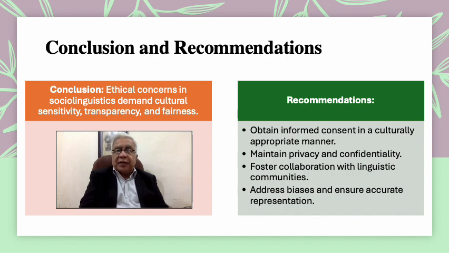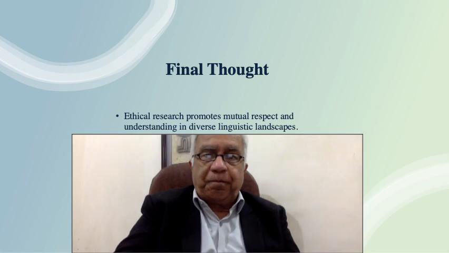For this purpose, some recommendations are possible. Number one, obtain informed consent in a culturally appropriate manner. So the very first point is that one has to seek consent clearly and openly, so that the things are clear. Maintain privacy and confidentiality. To avoid this issue, one has to maintain 100% privacy and protection as well. We need to build a good relationship with the people or the community on whom we are conducting research. We should try to address biases and ensure accurate representation of the people or the community with whom we are working for our research. In that way, some of the issues possibly may be controllable.